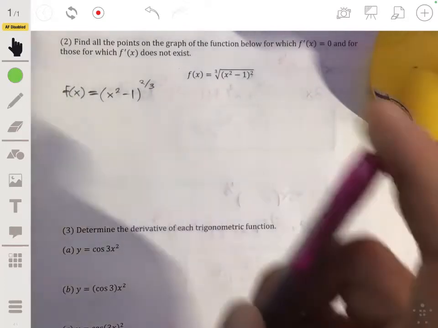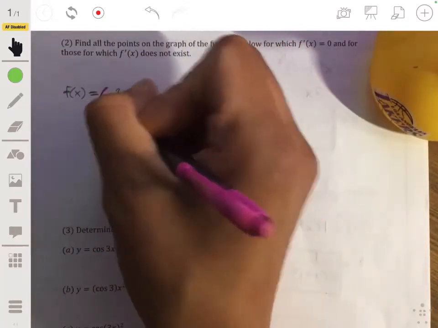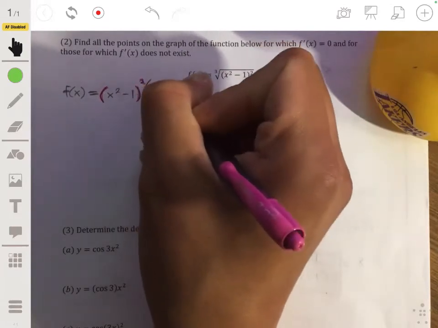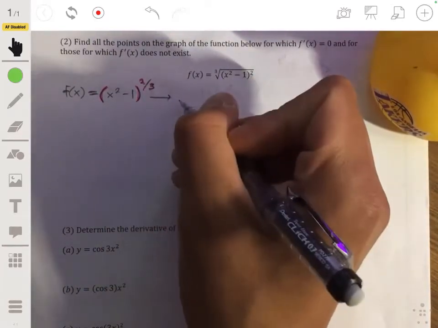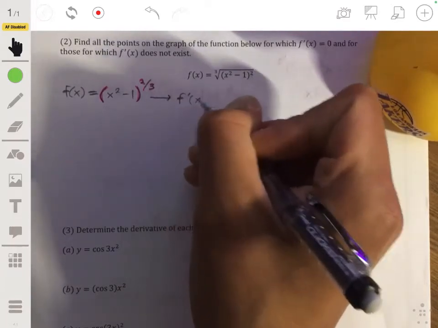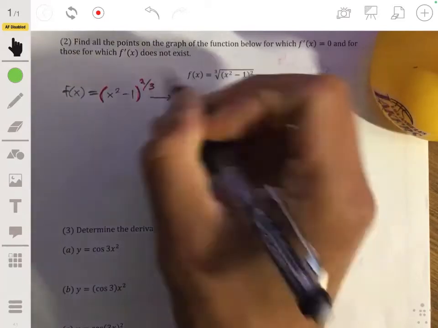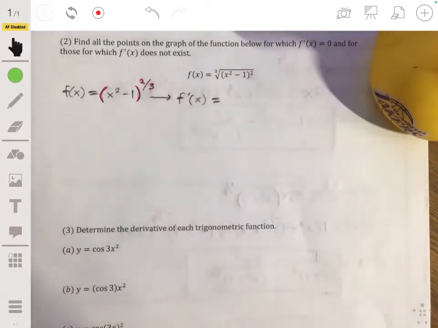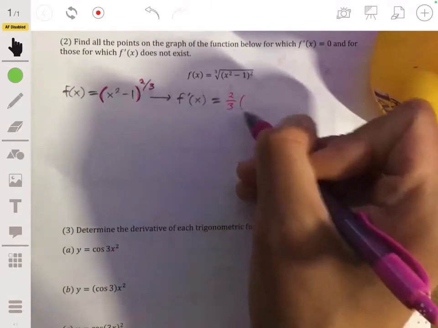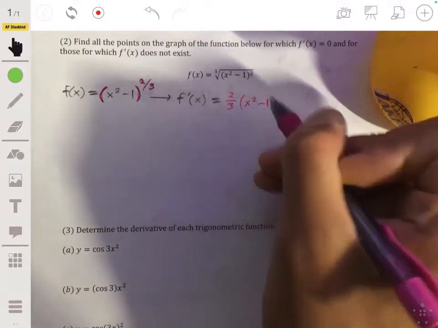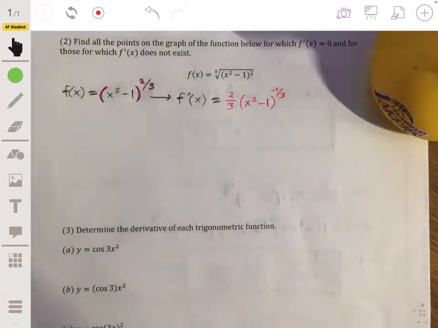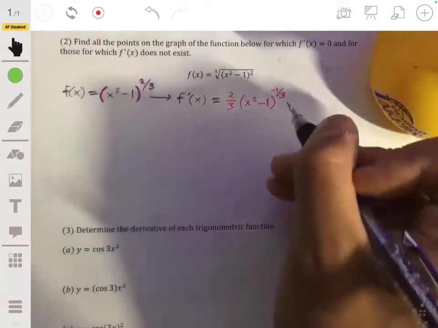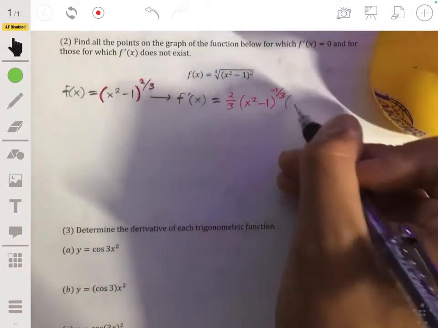Now, remember in chain rule, we want to take the derivative of the outside, which is our 2/3 power function, and we're going to multiply by the derivative inside. So what we'll get is that f prime of x will be equal to the derivative of the 2/3 exponent here, which will be 2/3 times x squared minus 1. Take away 1 from that, so it's to negative 1/3. So all that multiplied by the derivative of x squared minus 1.